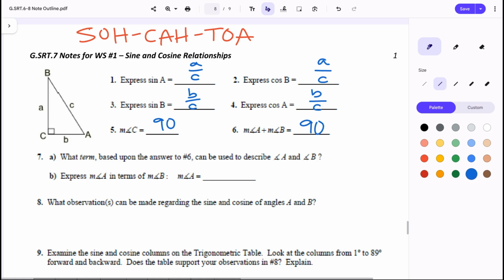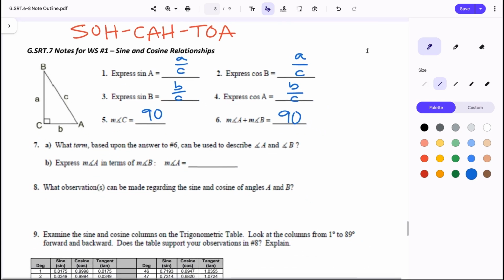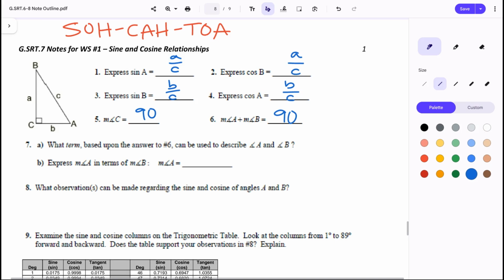Okay, so now that we see these relationships between these angles, and we're reviewing what we know about triangles and their angles, there was a term that we used to represent when two angles added to 90. Do you remember what that term was? It was a vocab word that we talked about a while ago about angles. They have a special name when they add to 90. Yeah, complementary. Okay, so number 7A, when they ask what term could be used to describe A and B together, we could say complementary.